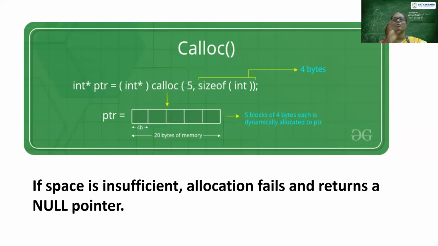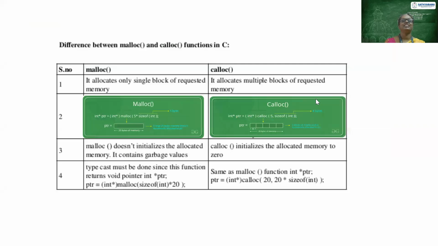The next PPT is about the difference between malloc and calloc. Similarly, another important point: if space is insufficient, allocation fails and returns a null pointer. That is the same concept. Only if memory space is adequate can we allocate the memory, or else it will return the null pointer. Is that clear? This is one of the important differences, possibly a 2 mark question: what is the difference between malloc and calloc.